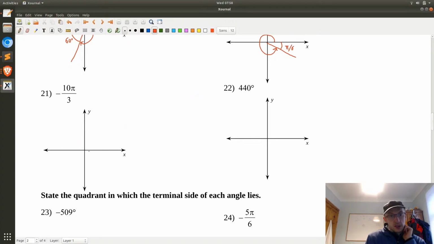So 2 pi is a full turn. So here we go. 1 full turn. Then 1 1/3 pi. So 1 full turn, 1 1/2 full turns. And then a third of pi. And a third of pi is a 60-degree angle. So that should look something like that. And there we go. And whatever that measurement there is.